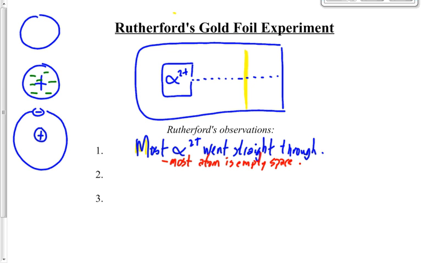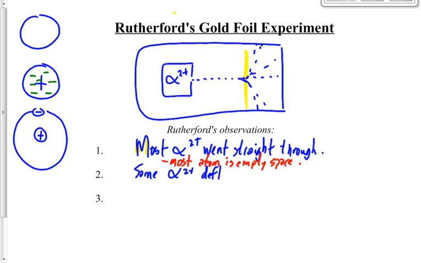Now, that's not all of the alpha particles. Some of the alpha particles, when they struck this gold foil, did what? They deflected. They changed direction. Some of them deflected more than others. Some of them deflected a lot. Some of them deflected a little bit. But there was still quite a few. Not most. Most of them went straight through. But there was still a significant number that were deflected.